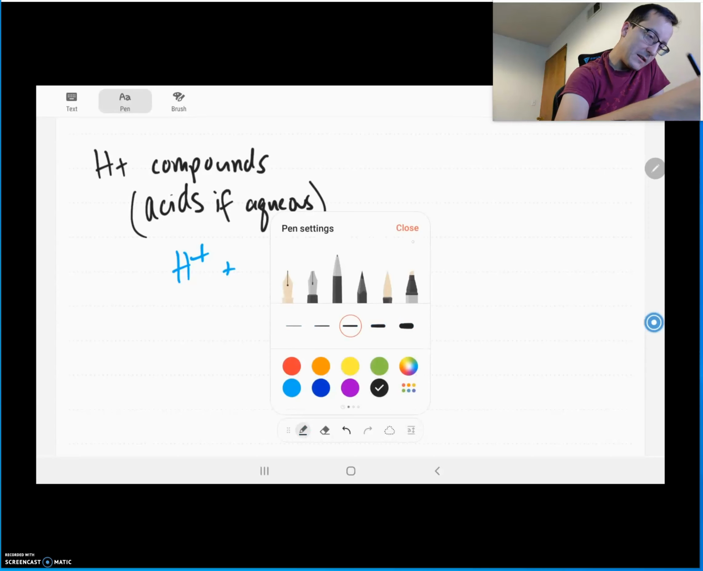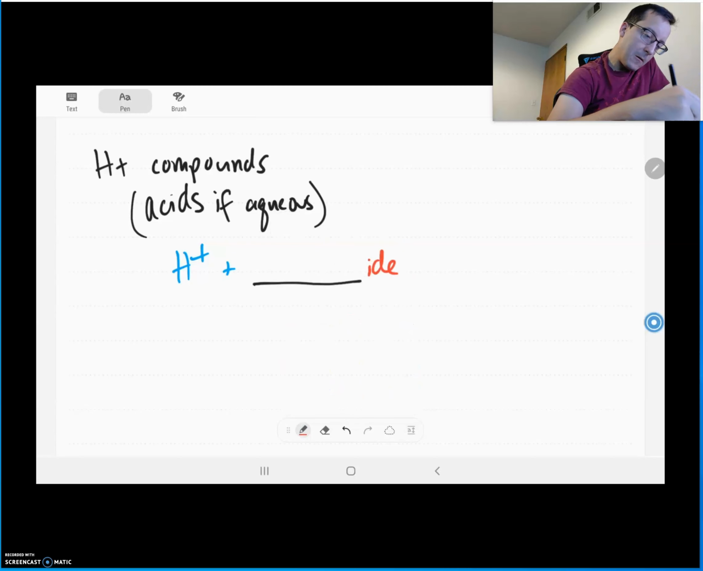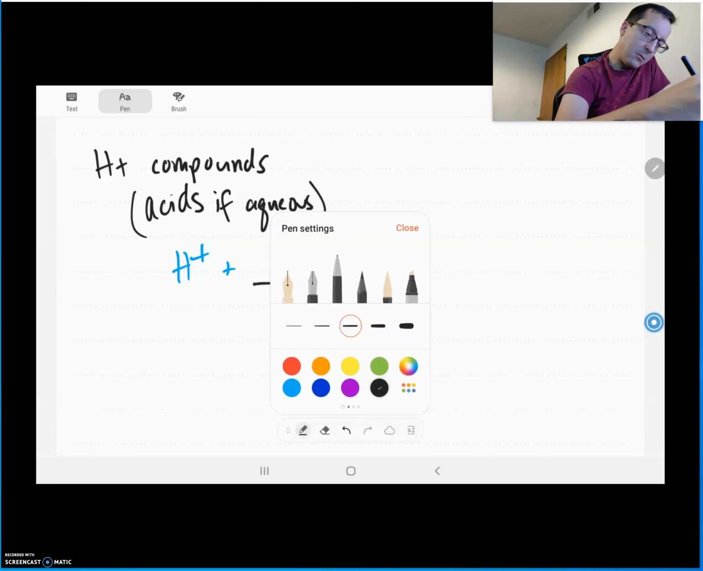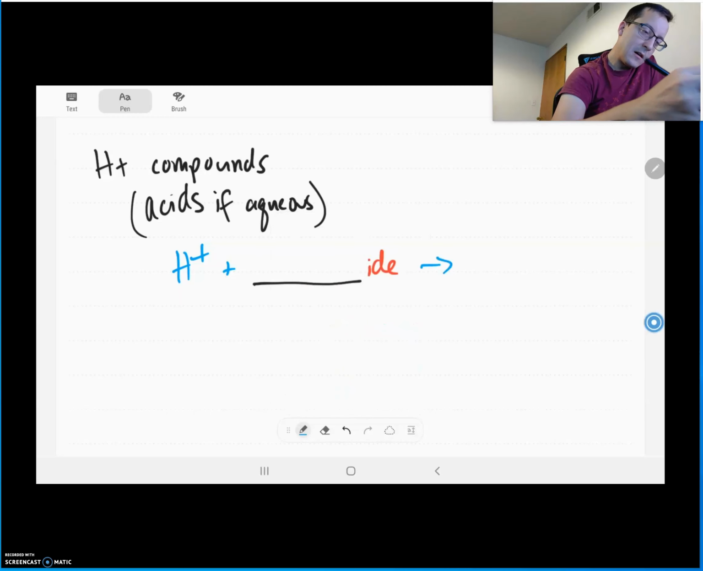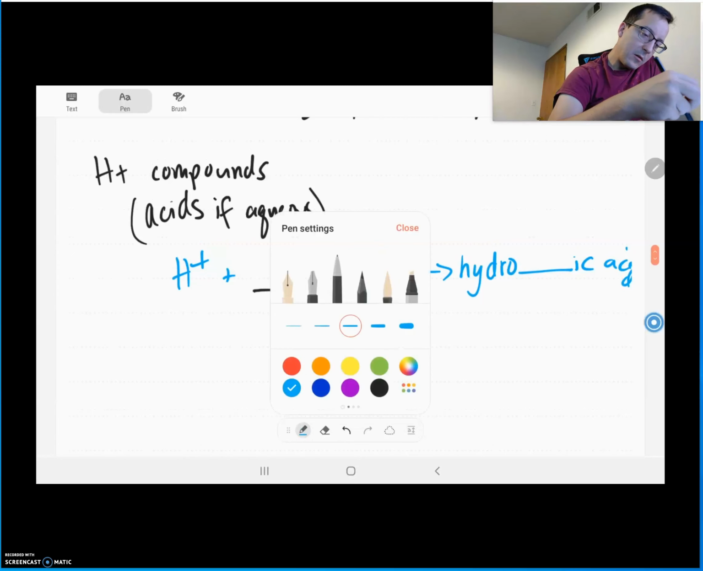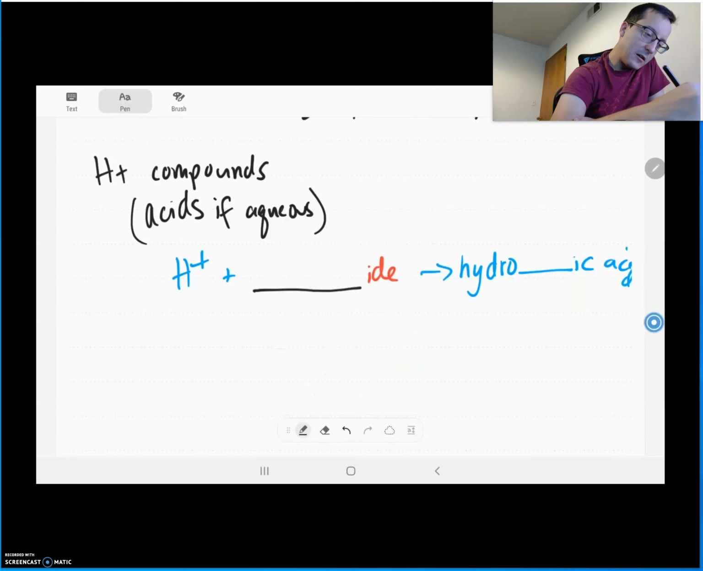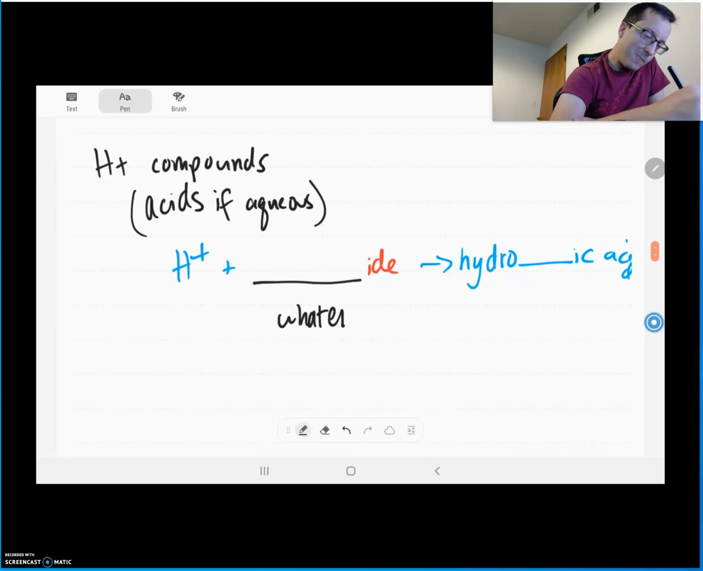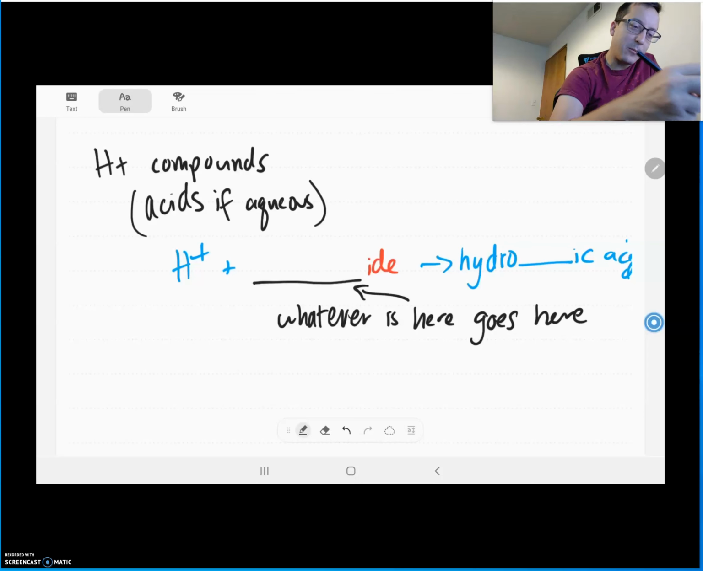If we have H plus something with "ide," the name of that becomes hydro blank ic acid. Oops. Okay, so remember that whatever is here goes here. So whatever is in that place. So for example, chloride or bromide.